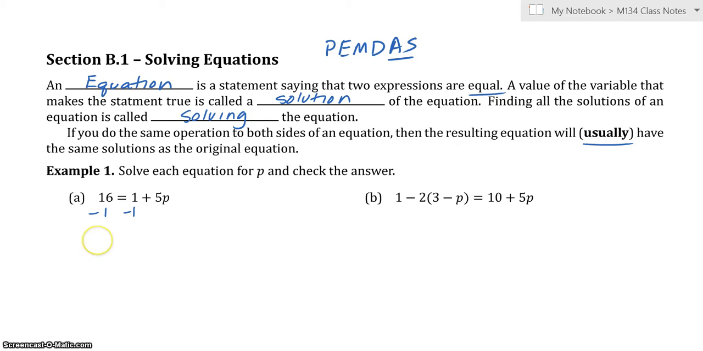And when you subtract 1 from both sides, as long as you subtract 1 from the left and 1 from the right, it doesn't change the solution. The left side would be 15, and the right side would be 5p. You get a new equation. It's an equivalent equation.